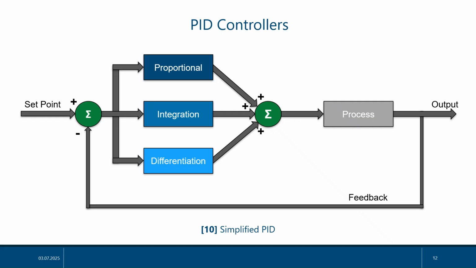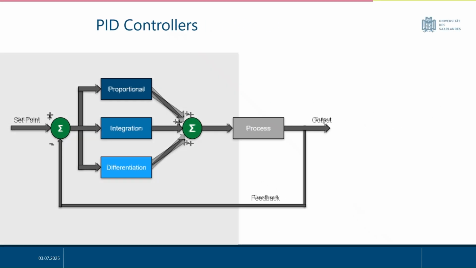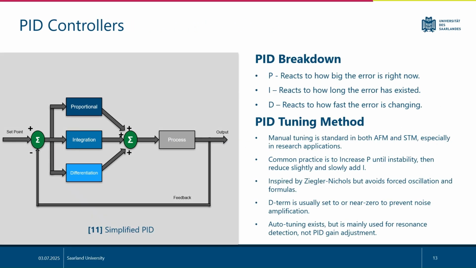One of the most fundamental control systems is the PID controller. The PID controller is the core of the feedback loop. It consists of three terms: P, which reacts to how big the error is and stands for proportional; I, which accumulates long-term error and stands for integral; and D, which responds to how fast the error is changing and stands for derivative. Together, they calculate the voltage needed to move the tip appropriately.